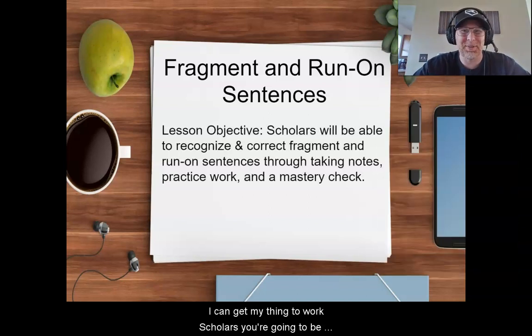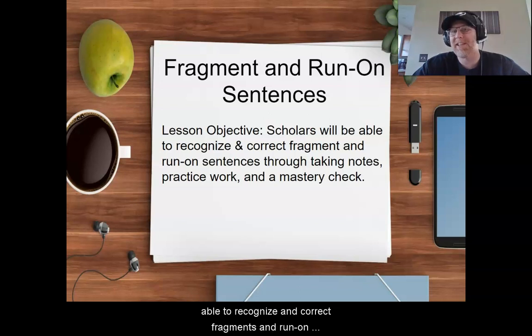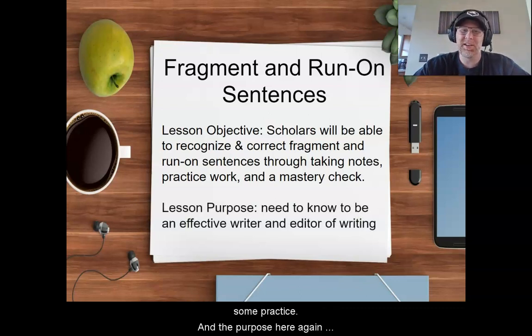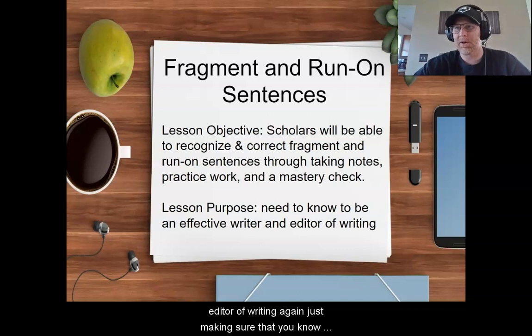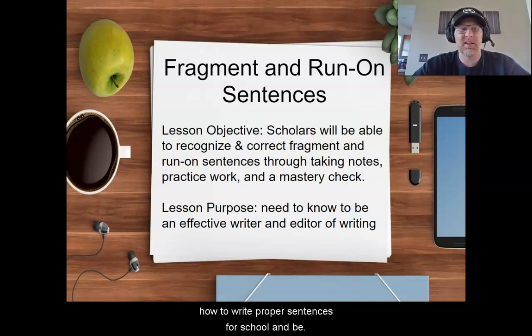If I can get my thing to work, scholars, you are going to be able to recognize and correct fragment and run-on sentences. You're going to take notes in this video, you're going to do some practice work, you're going to do a mastery check. And the purpose here, again, is really centered around being an effective writer and editor of writing. Again, just making sure that you know how to write proper sentences for school and beyond.